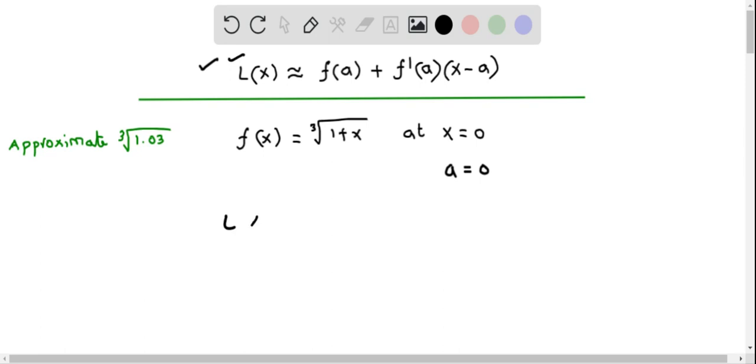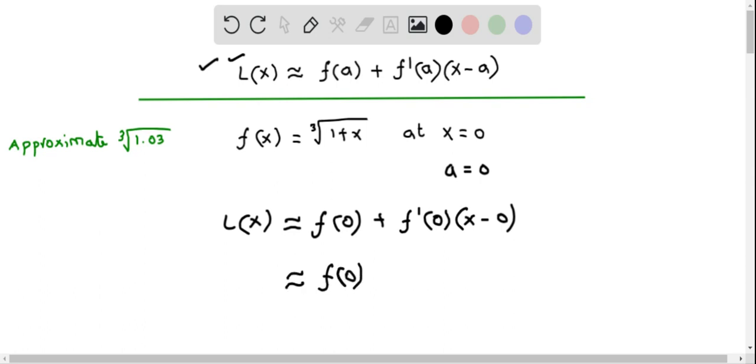So we can rewrite this linear approximation equation by replacing a by 0. Therefore this becomes L of x, approximately f of 0 plus f prime of 0 times x minus 0. And x minus 0 is just x. So this is the linear approximation equation, and here we should determine f of 0 and f prime of 0.